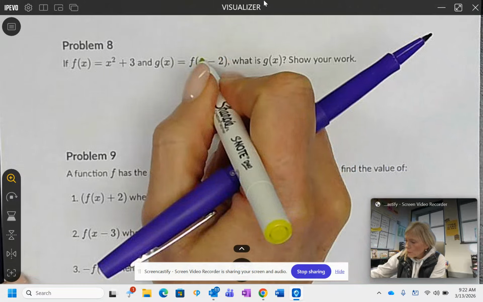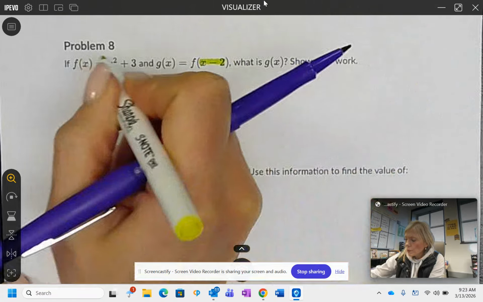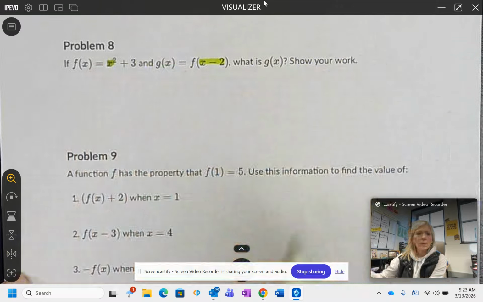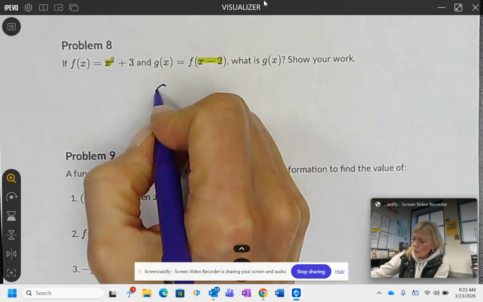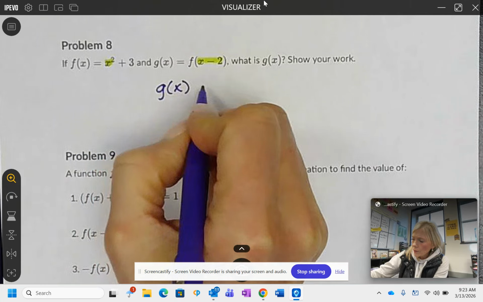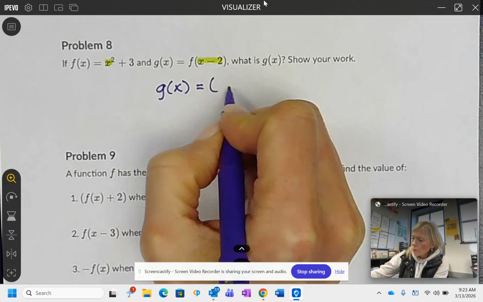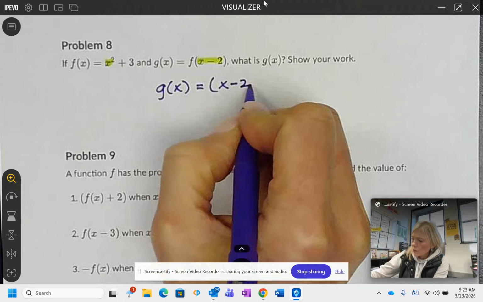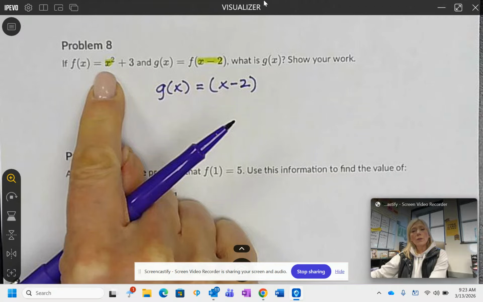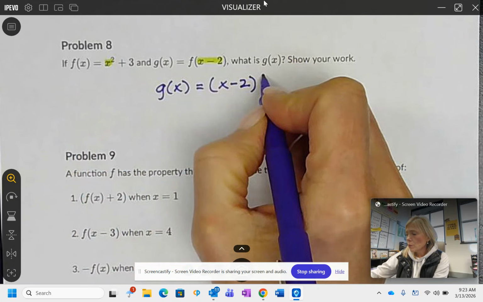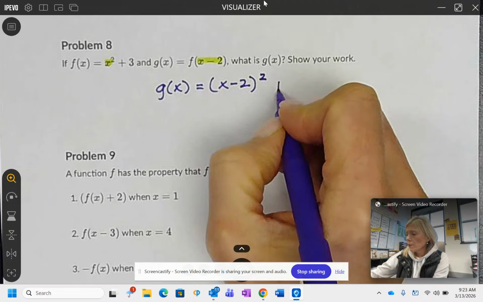So this x minus 2, the whole thing, we're going to replace it right here with that x, and we need to use parentheses. So g of x is equal to parenthesis x minus 2. So I just replaced the x with the x minus 2. The rest will stay the same. So squared and then plus 3.